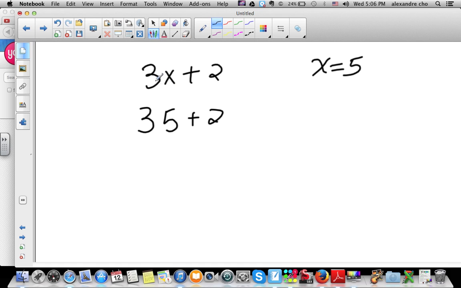Remember, when you have a coefficient and a variable next to each other like this, like you had 3x, you're supposed to multiply those numbers. She left it as 35, which is not the case. You were supposed to multiply 3 and 5, which is 15, plus 2 gives you 17. Okay, that was the answer to that.